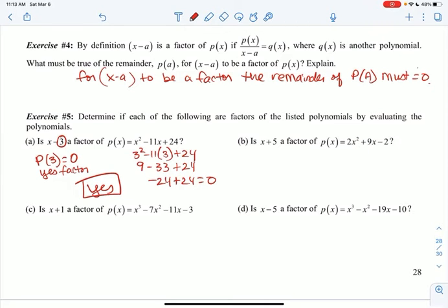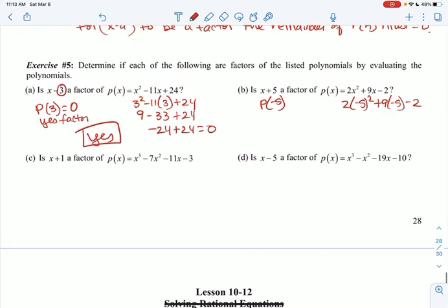Is x plus 5 a factor? All right, so basically I'm evaluating p of negative 5. So 2 times negative 5 squared plus 9 times negative 5 minus 2. Well, negative 5 squared is 25. 9 times negative 5 is negative 45. So that's 50 plus negative 45 minus 2 is 3. So no, it is not a factor. Okay, so I can easily see if something's a factor by just evaluating p of a.